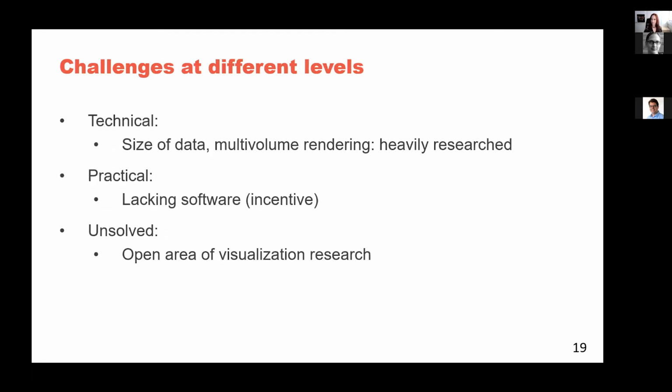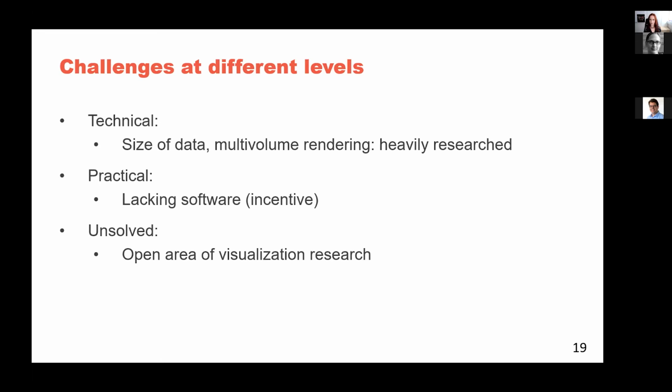So when you think about challenges in visualization, sometimes there's challenges at different levels. For example, there can be technical challenges, which are kind of the size of the data. When you have one volume that is 512 by 512 by 512, that might be okay for your graphics card. When you have 5 of them at the same time, you need to start doing some tricks in order to make it efficient. Multi-volume rendering, however, has been heavily researched, and there's many great papers on that. Also, some of them are referenced in the survey that I mentioned earlier, in case you're interested in that.